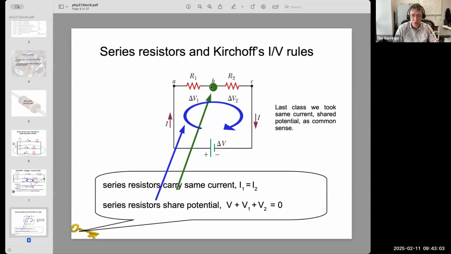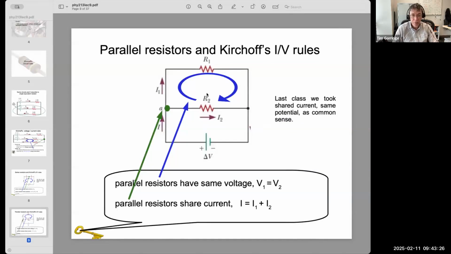For example, think of this point B here. The same current must be flowing in as is flowing out. That's Kirchhoff's rule. The current flows in through R1 and flows out through R2, so the same current must be flowing through R1 and R2. That common sense that the same current is going through the two resistors is a consequence of Kirchhoff's current rule.